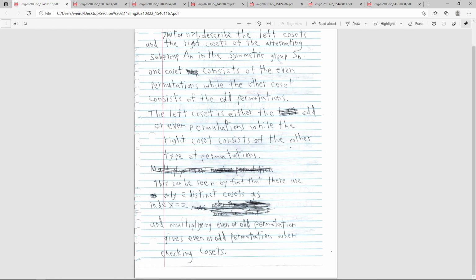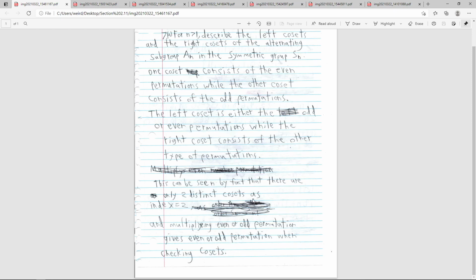Basically, the left coset is either the odd or even permutations and the right is the other type of permutation. So if the left cosets are even, the right will be odd, and vice versa. You can also see that there will be only two distinct cosets, as the index equals 2, and there's a formula for that. And multiplying even or odd permutations gives an even or odd permutation when checking cosets.